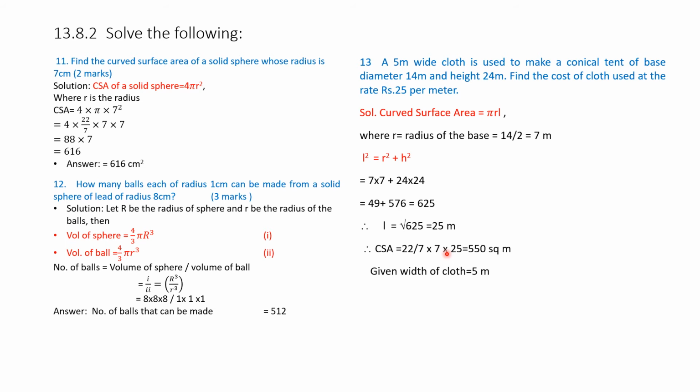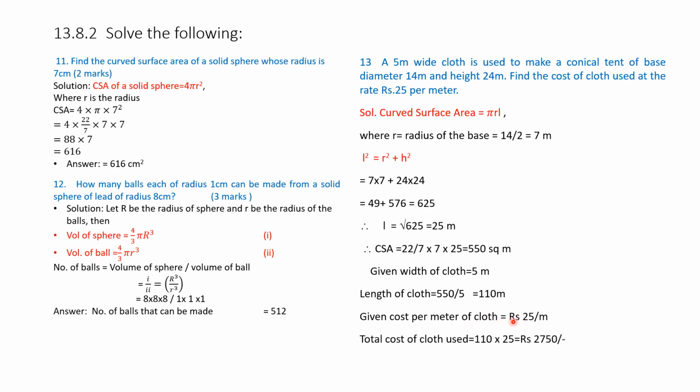Now, we have to find the curved surface area, CSA. Therefore, substituting the values of r and l in this equation pi r l, we get CSA is equal to pi. Pi value is 22 by 7 into r is 7 into 25. That is 550 square meters. Now we are given a cloth whose width is 5 meters. The length of cloth is equal to 550 divided by 5, that is equal to 110 meters. Therefore, the given cost per meter of the cloth is rupees 25. Therefore, the total cost of cloth is 110 meters into 25. That is equal to 2750. This is the answer.